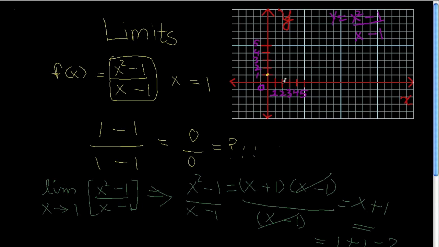At x equals 2, the value of y would be 2 plus 1, which would be 3. At 3, the value would be 4. And at 4, the value would be 5. And so on. Now, we can join these dots to form a graph. You might have noticed that I have left a hole at x equals 1. That's because the function is not defined here.